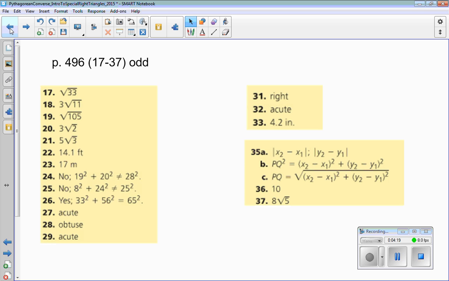Several people said they got confused towards the end, so I'd be glad to go over one of those if you want. So just check your homework real quick.